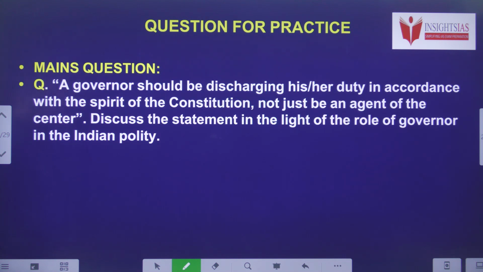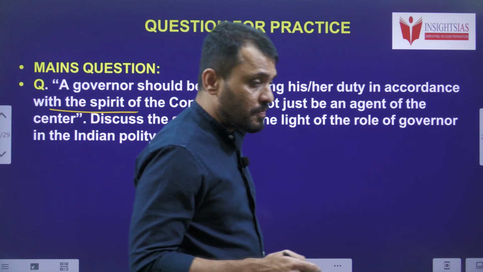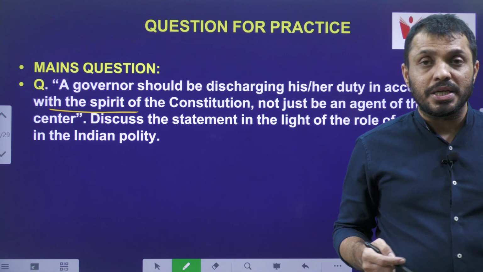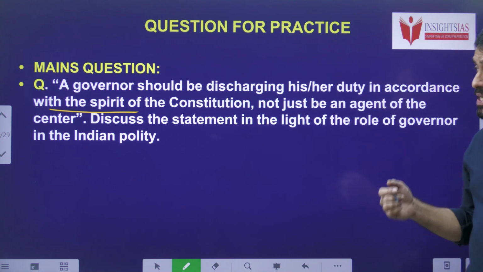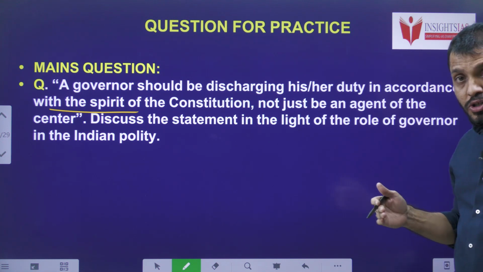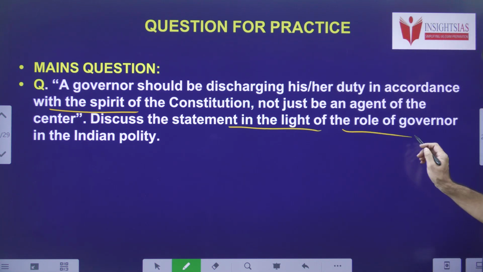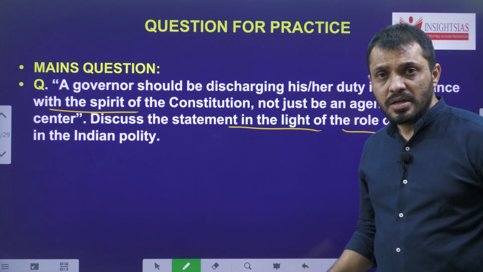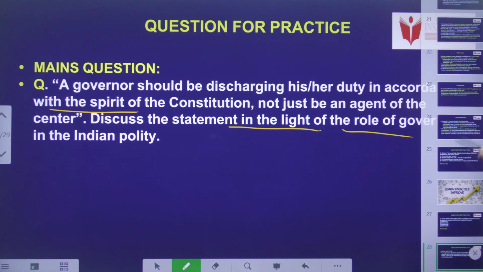Mains question. A governor should discharge his duty in accordance with the spirit of the Constitution, not just be an agent of the center. You know that the governor performs two roles. One, he acts as an agent of the union government, and the second is that he is the head of the state. So the governor should act according to the spirit of the Constitution rather than as a mere agent of the union government. Discuss the statement in the light of the role of the governor in Indian polity.